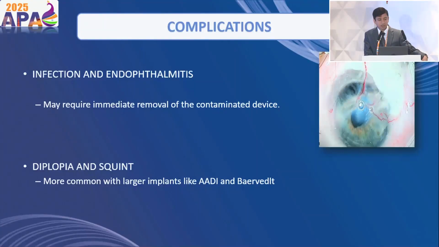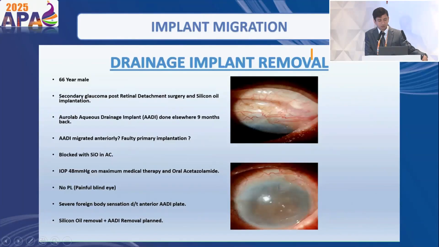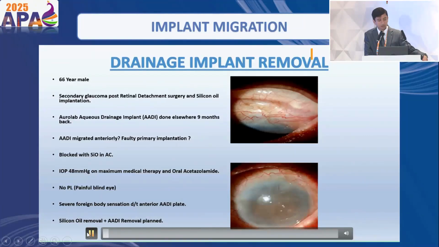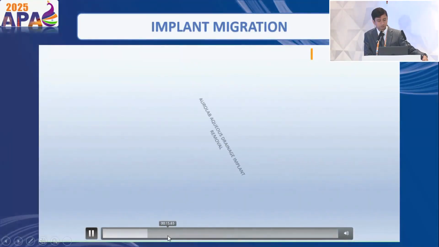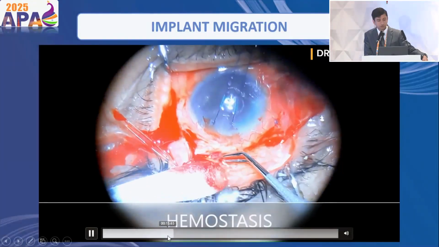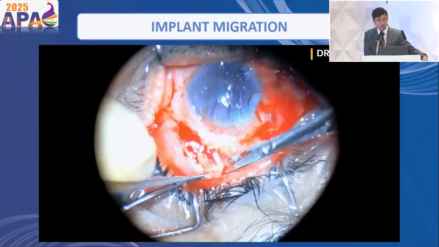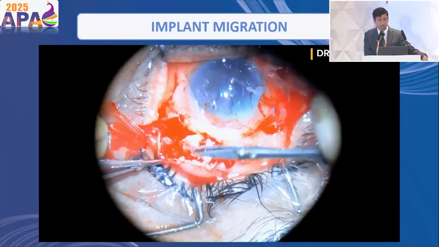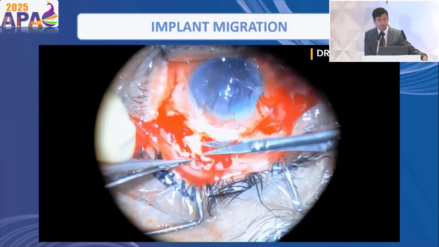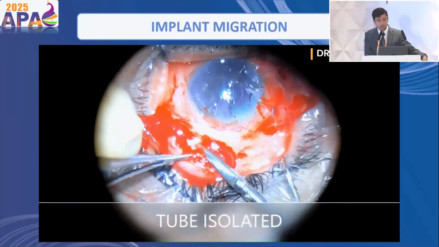Also you can have an infection, endophthalmitis. Diplopia and squints are very rare with AGVs. The last thing that you might have to do is, in a painful blind eye, you might have to remove the implant. I'm removing an ADI here, but the concept would remain the same. Yeah, so a lot of hemostasis, a lot of blunt and sharp dissection, because the Tenon's becomes very thick over the plate. You need to isolate the tube first and remove the tube from the AC first.